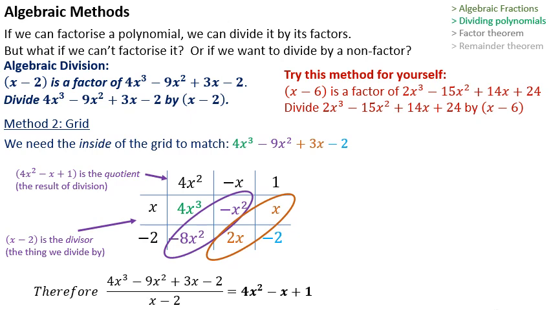Again, with the same example for yourself, I'd like you to have a go at using this method. Try the grid method to divide that cubic that you had before by x minus 6, just like you did before. You should get the same answer at the end, which for the record is 2x squared minus 3x minus 4. And the method should feel similar because the numbers that come out and the things you're working out as you go along will feel the same. But hopefully it will give you a feel for how the grid method works.